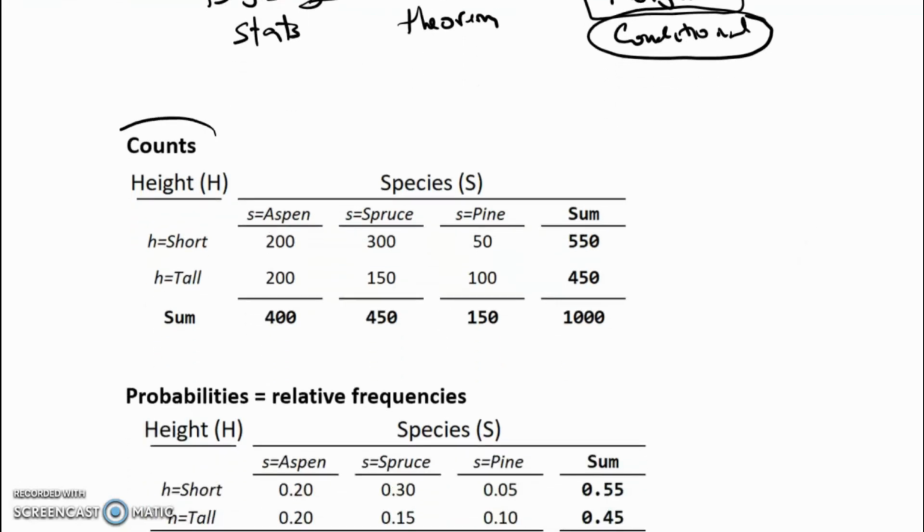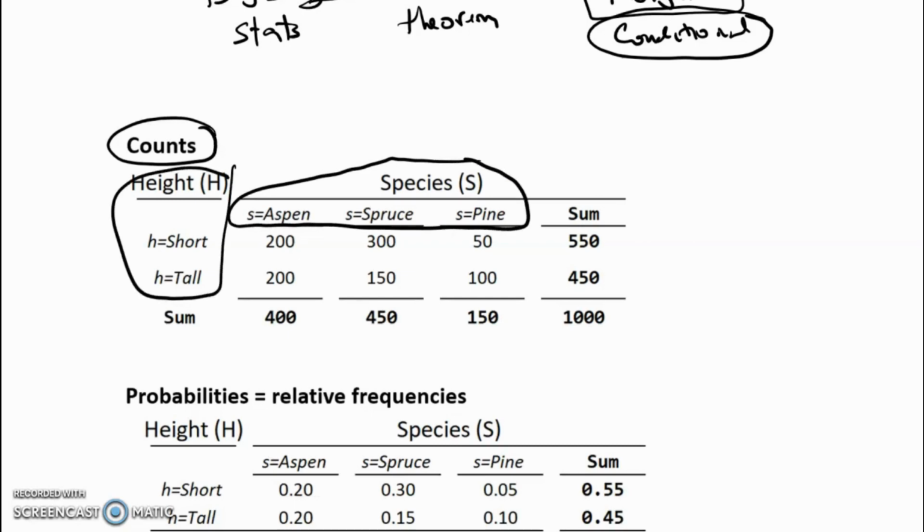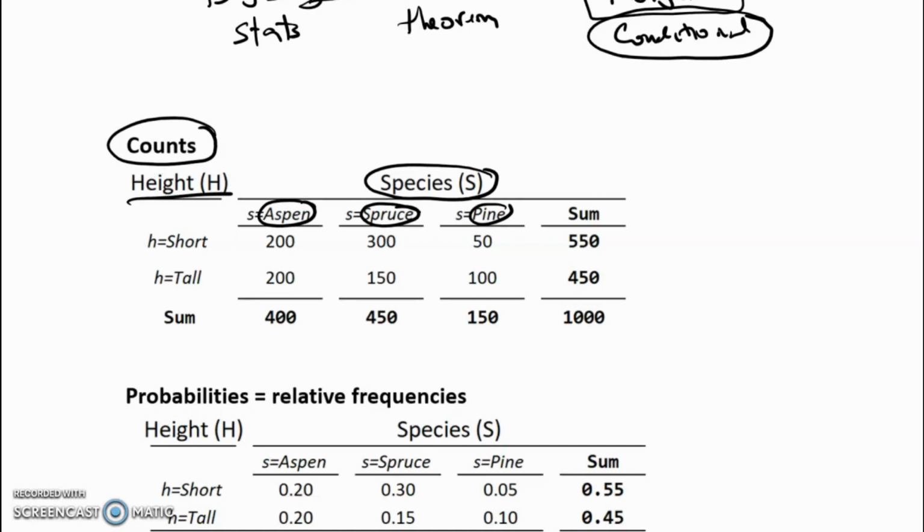We're going to do this by example. The example is that we've got a bunch of counts. These counts are trees that are cross-categorized according to species and according to height class. In terms of species, we've got 3 species: aspen, spruce, and pine. In terms of height class, we've got 2 height classes, short and tall. We have 1,000 trees, and they're cross-categorized like that.